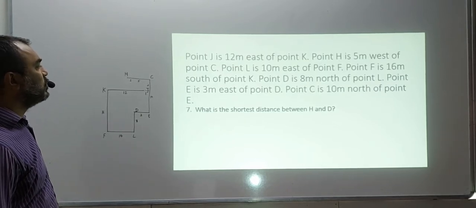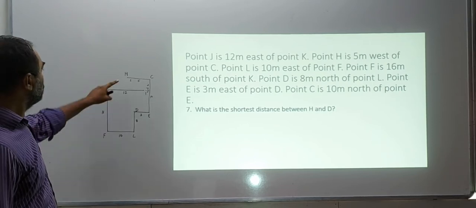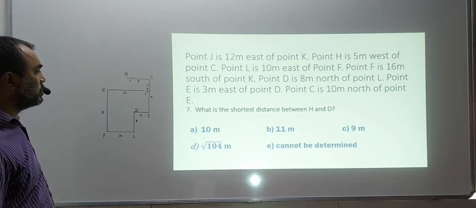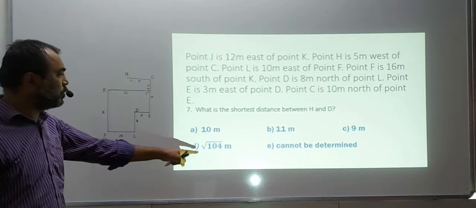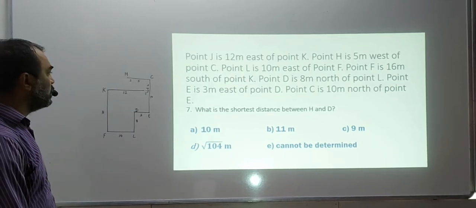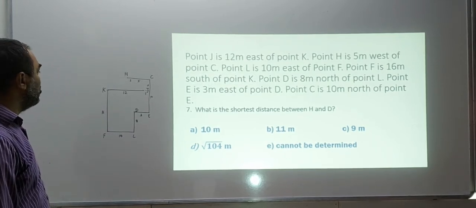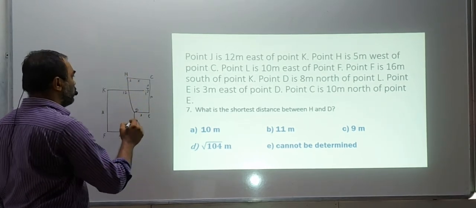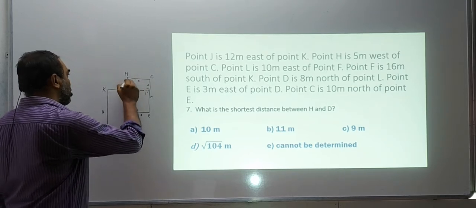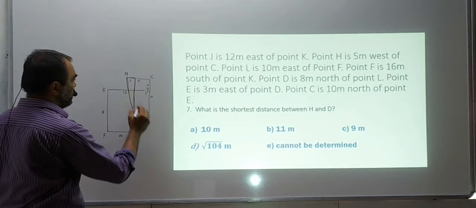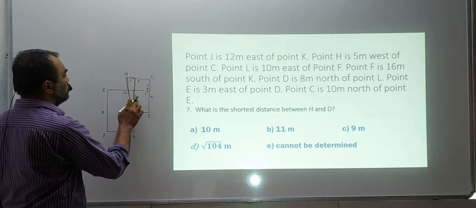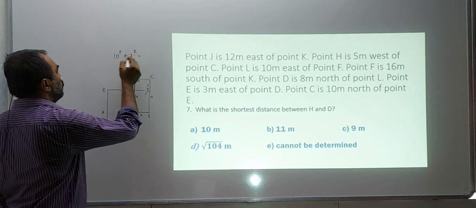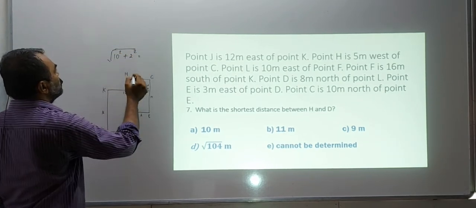Now with the same data, the next question. What is the shortest distance between H and D? So this is H and this is D. And first let us check out the options. Oh, there's an under root also. So something related to Pythagoras theorem, shortest distance between H and D. Now, first of all, to H and D, this is what we need. So we will draw a right angled triangle. So this is 10 and this is 2. 10 square plus 2 square. You have to find the under root of this, Pythagoras theorem.